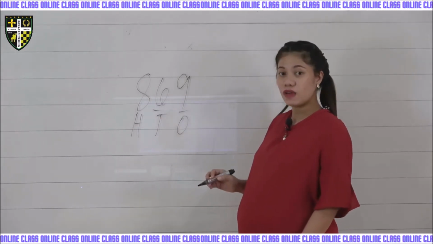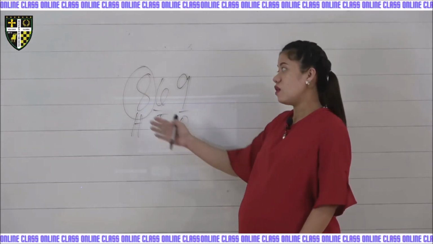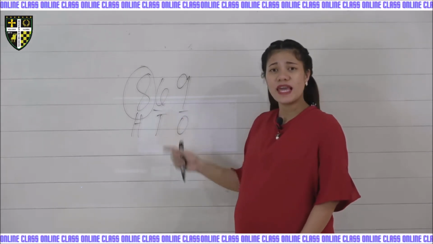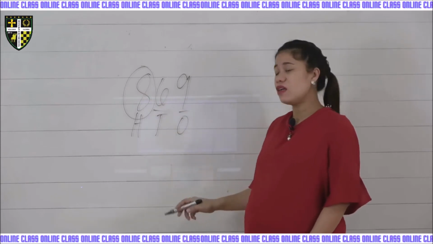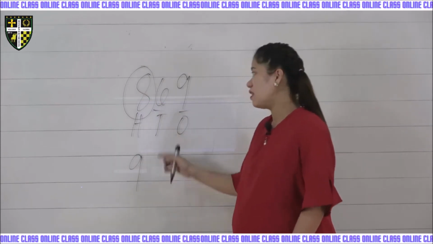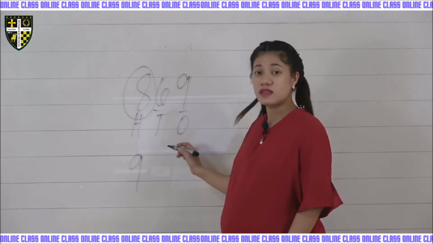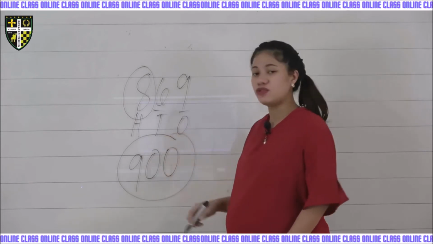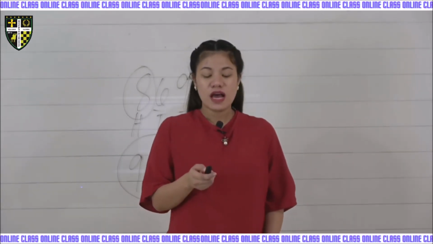So let's focus on the hundreds place, which is 8. So at the right side of 8 is 6. So that means to say we have to add 1. So 8 will be 9. And then these 2 digits, let's make them 0. So our answer will be 900. So let us find out in our monitor if the answer is correct.